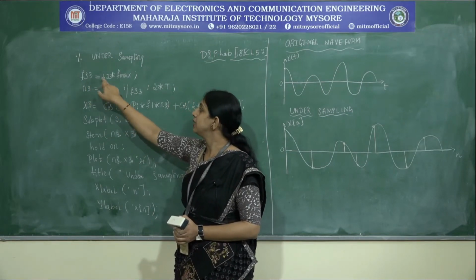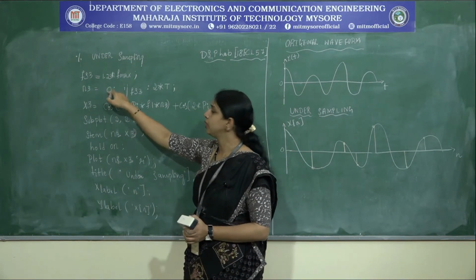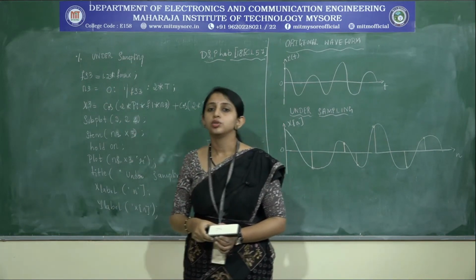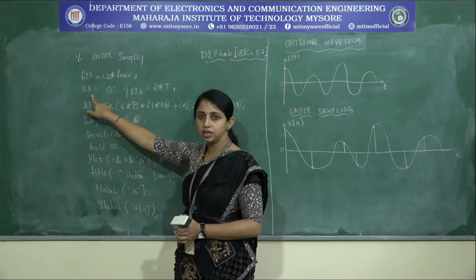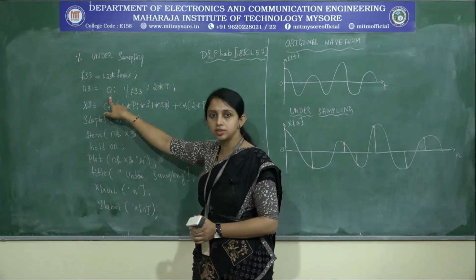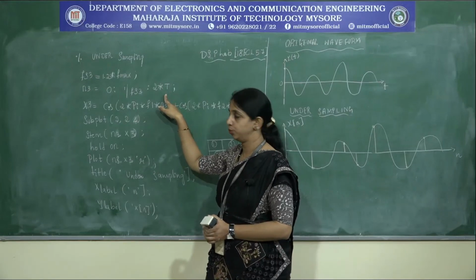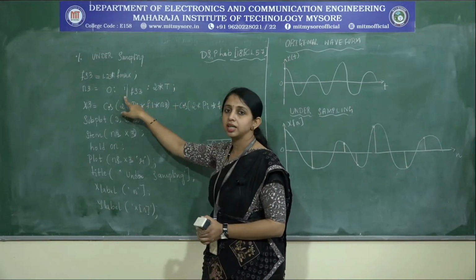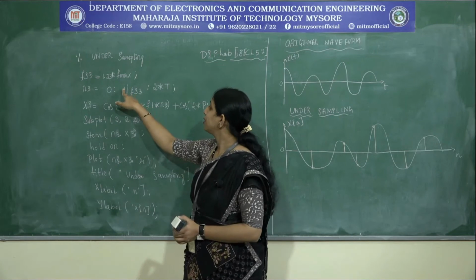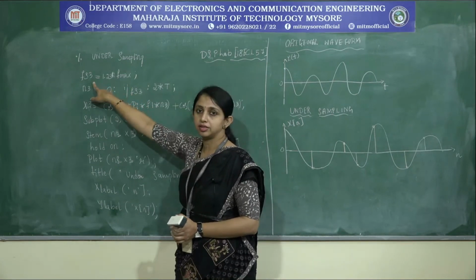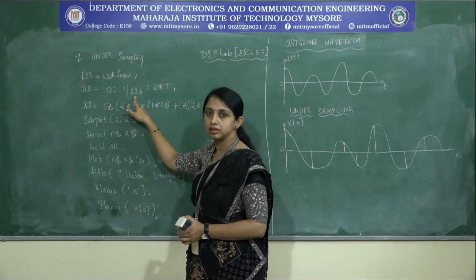This fs3 can be used to take an n value. So now I will take it as n3. Here also the value has to start from 0 and it has to end at 2t. And the intermediate scaling value is the reciprocal of fs3, that is 1 by fs3.